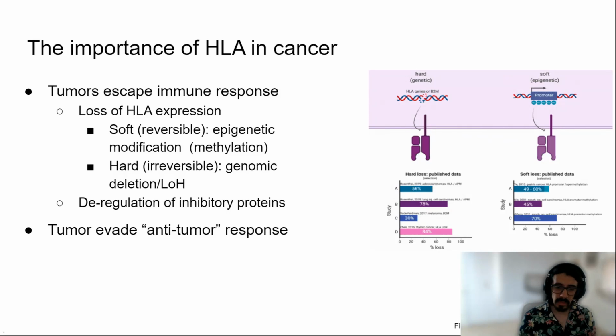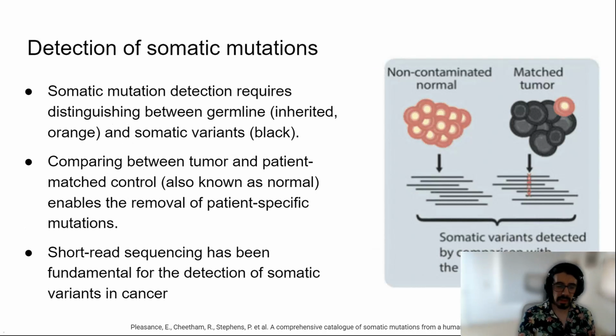So now that we see what somatic mutations are, what types of them there are, and that we are also interested in methylation, how do we detect them? In order to detect somatic mutations, we need to distinguish what's germline, from the individual, where all the variants are inherited, and what are not, so the somatic variants.